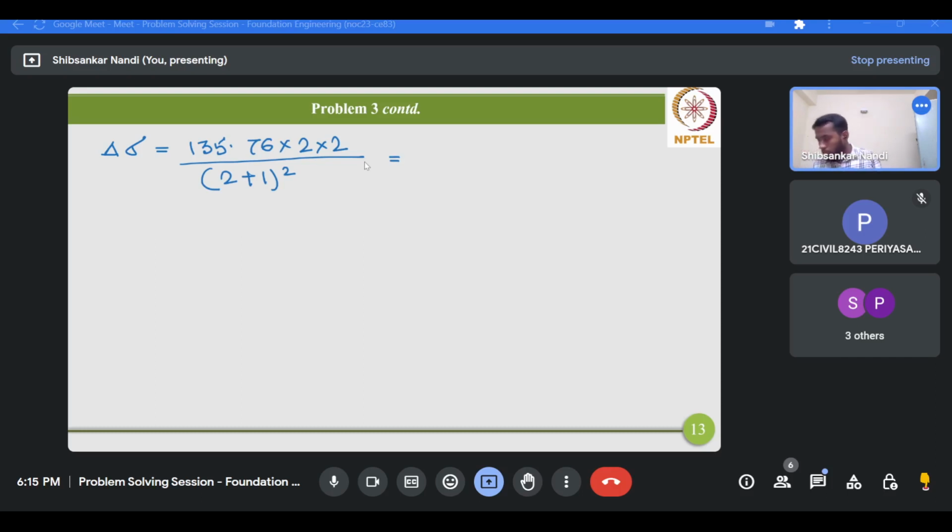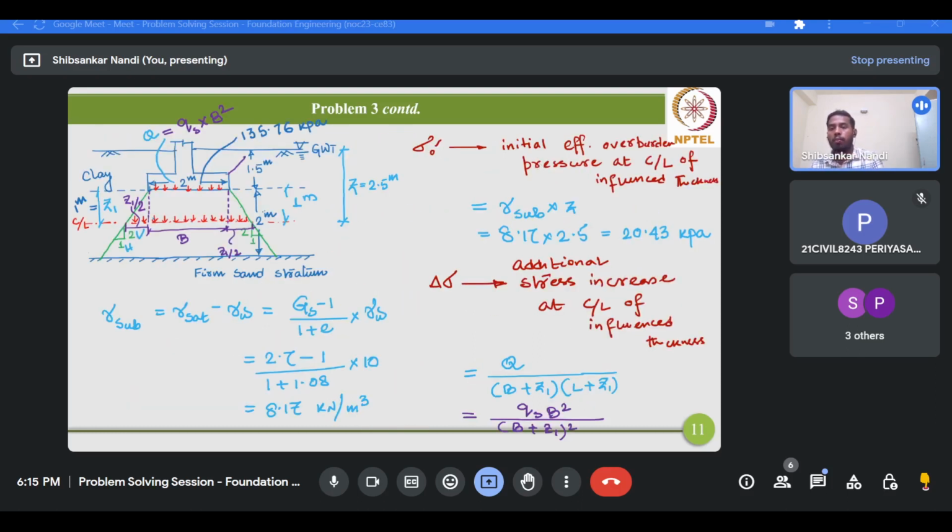So it would be 60.34 kPa. This is the additional stress increase at the center line of this influence thickness. So this is basically 60.34.